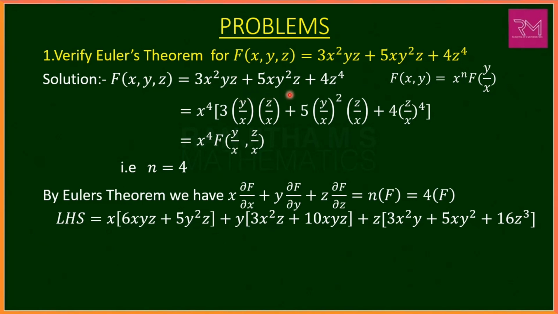z is 1 plus here 5xy square is constant, take as it is, into differentiation of z value is 1 plus 4 into differentiation of z power 4 is 4z cube. Hence we get 4 into 4 is 16z cube. This is the LHS of the equation.